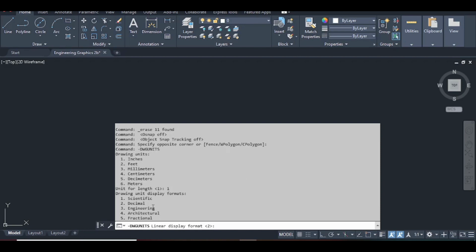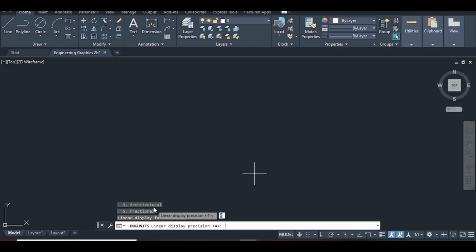and it will ask me how I want the numbers to be displayed. I want it in decimals. Number 2, and linear display precision, this is how many decimals, decimal places. So 4 is okay. And scale objects from other drawings upon insert. Yes, yes. This is in inches.